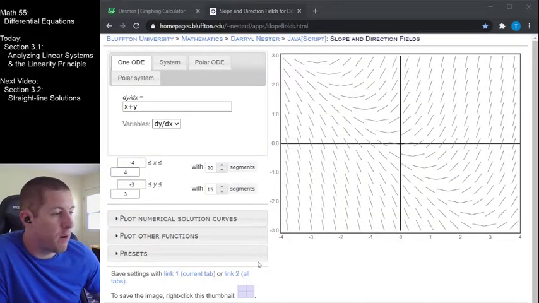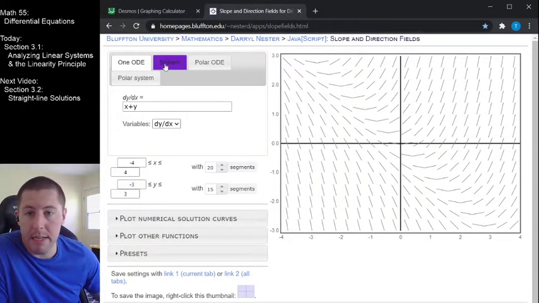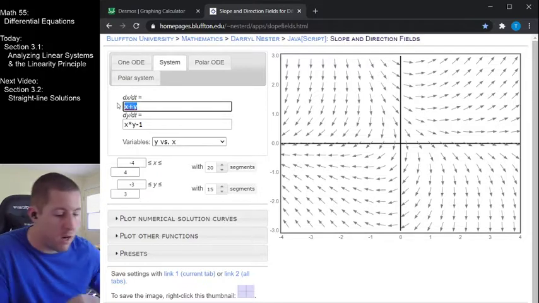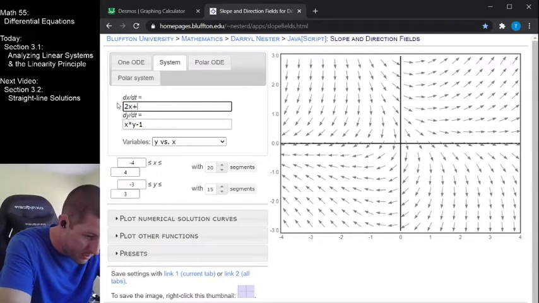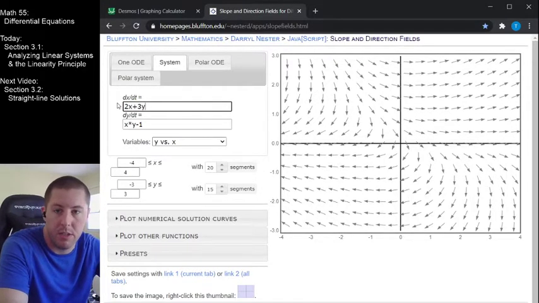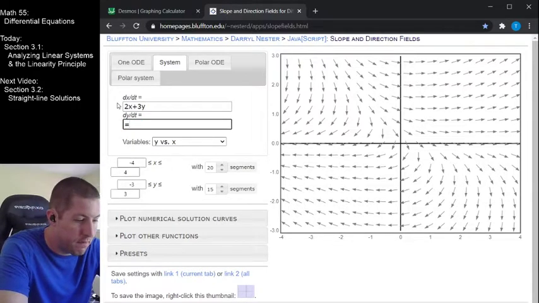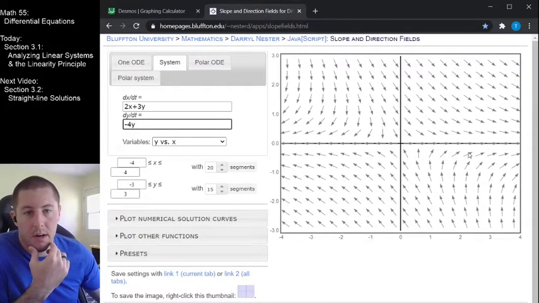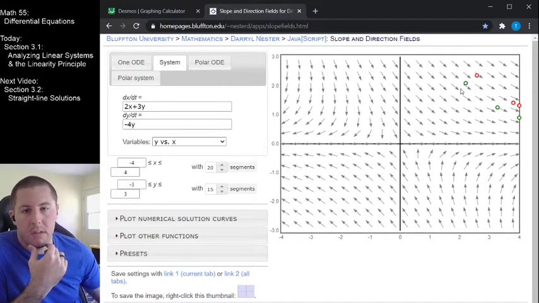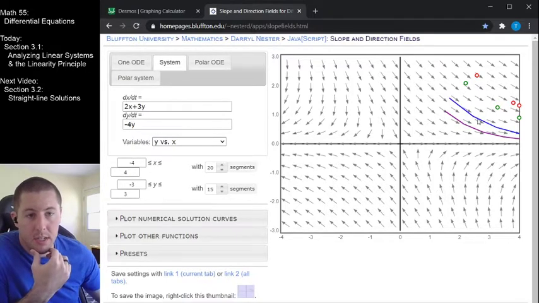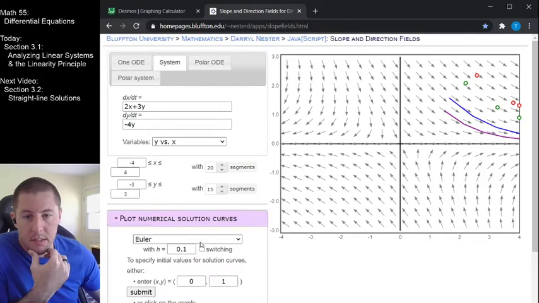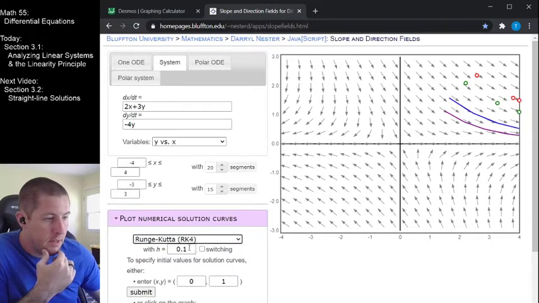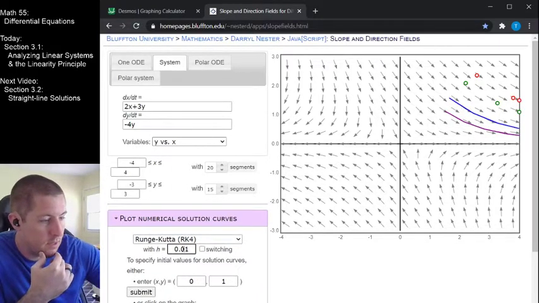So here we are at Bluffton. I'm going to go over to my systems. We're going to do 2x plus 3y as our first equation. -4y is the second equation right there. It's going to produce a phase plane for us out here. And again, what I want you, oh gosh, look at how chunky and terrible these are. Let's turn this on to the smart method here and make these a little bit smaller.